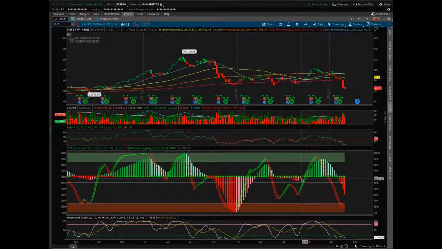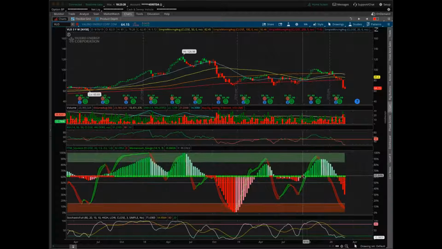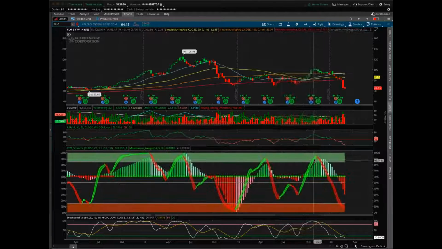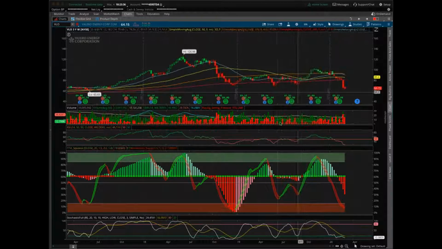No, it doesn't tell you direction. The momentum tells you the direction. So it just tells you that momentum is building. Don't read into it too much. The bars and the momentum gauge are going to tell you the direction. Most importantly, price action is going to tell you the direction.